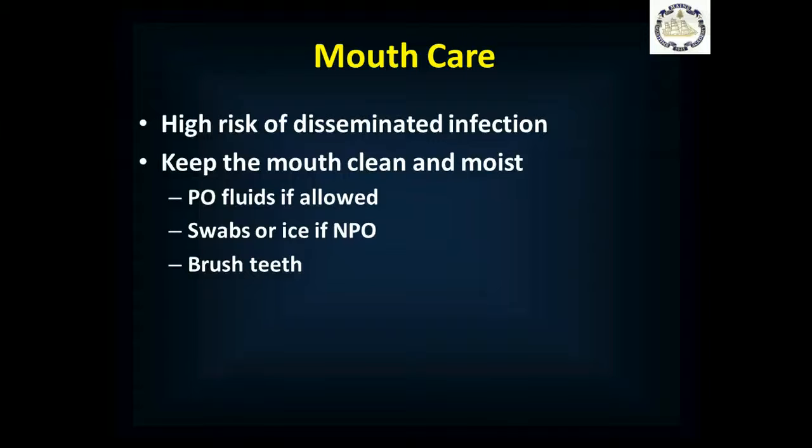So you want to keep the mouth clean and moist. If they're able to take oral fluids, then they should be able to drink. If they're NPO, that is, they're not allowed to eat or drink anything, they have a bowel obstruction, they have a fracture, you're giving them IV fluids, and they're going to need to go to surgery as soon as you can evacuate them, then you can use swabs to swab the mouth with water, or ice chips are typically considered acceptable. And brush their teeth, preferably twice a day, after every meal, at least once a day, but make sure that you're routinely brushing their teeth, which will decrease their risk of the mouth being a source of infection for them.